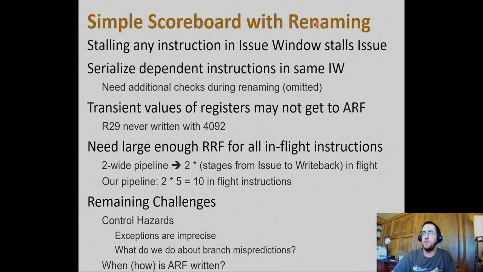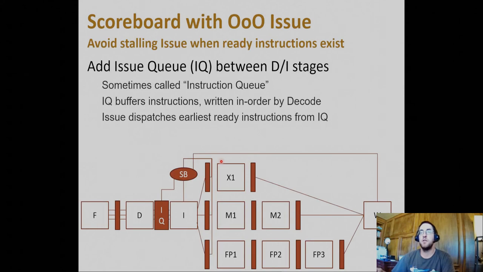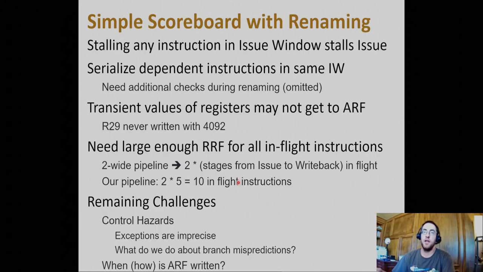We do need to have a large enough rename register file to handle all of the in-flight instructions. So assuming that we have a two-wide pipeline, so we can issue two instructions every cycle, then we have to multiply 2 times the number of stages between issue and write back to determine how many instructions can be in flight at a time. In our pipeline, we have 5 stages from issue to write back: 1, 2, 3, 4, and 5: issue, X1, M1, M2, and W. And we rename at issue. So that's why it starts at issue.